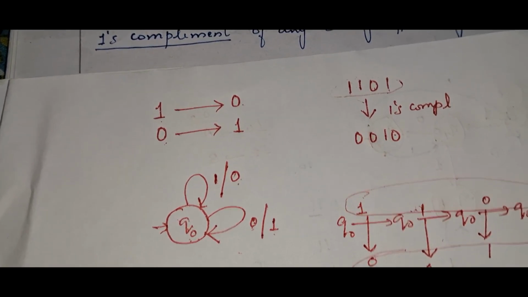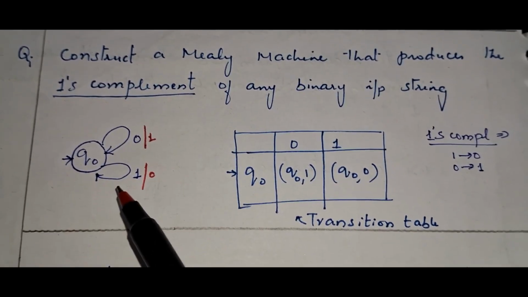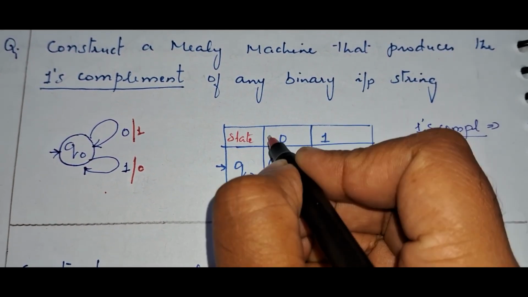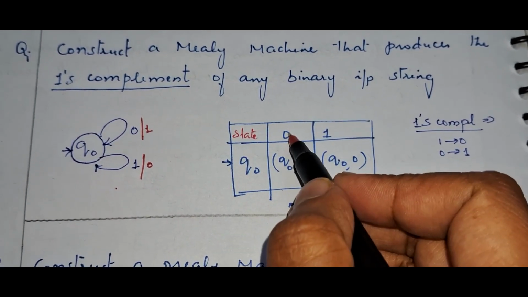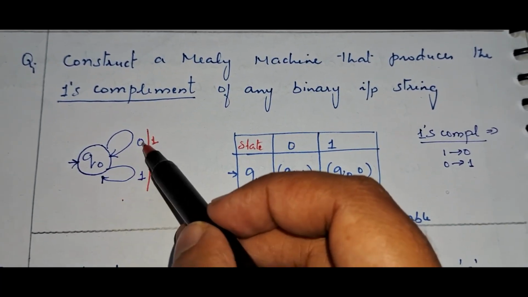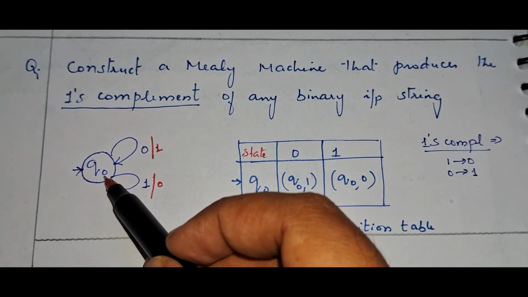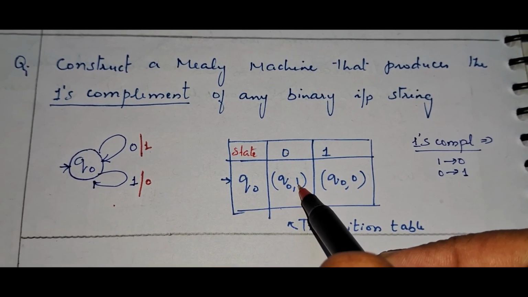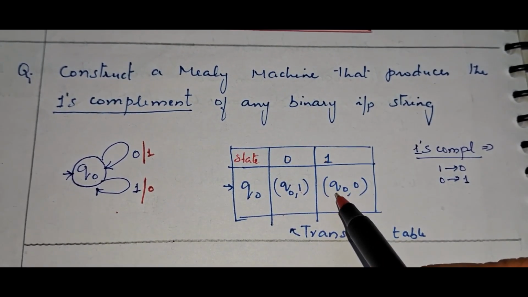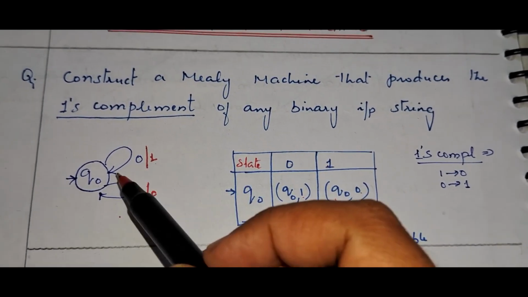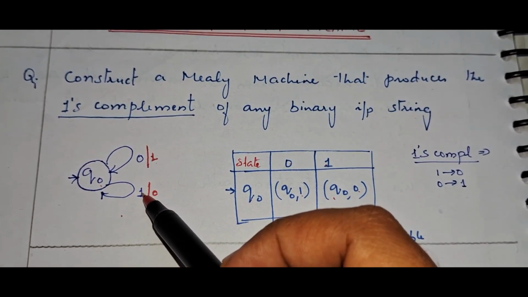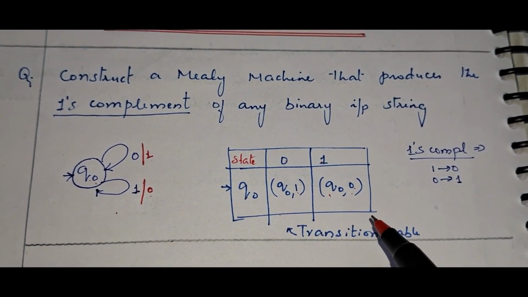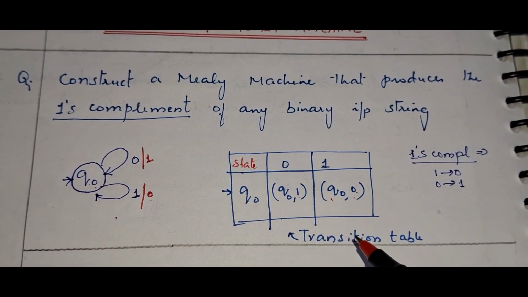This is the transition diagram. How to construct the transition table? We need to mention the states here, and only one state is here. Q0, while seeing the input symbol 0, moves to the state Q0 itself and produces the output 1, so Q0, 1. Q0, while seeing the input symbol 1, moves to Q0 itself and produces the output 0, that is Q0, 0. In this way you can construct the transition table also.